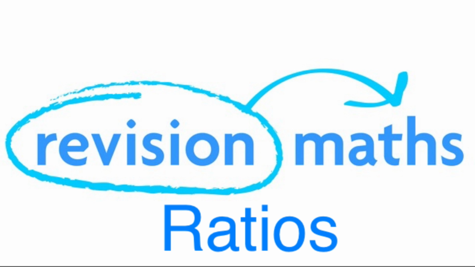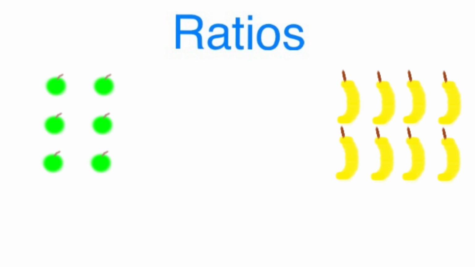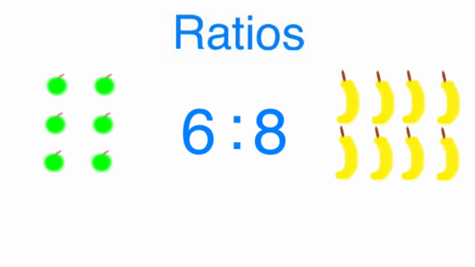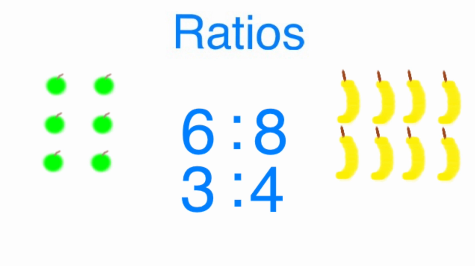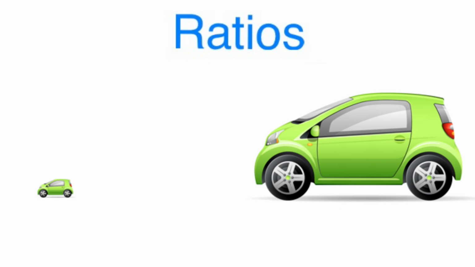A ratio is a relationship between two or more quantities. For example, if we have 6 apples and 8 bananas, the ratio is 6 to 8. Similar to fractions, we can then cancel down ratios. In this example, we can halve our 6 and our 8 to get 3 to 4. We can use ratios to work out more complicated problems.